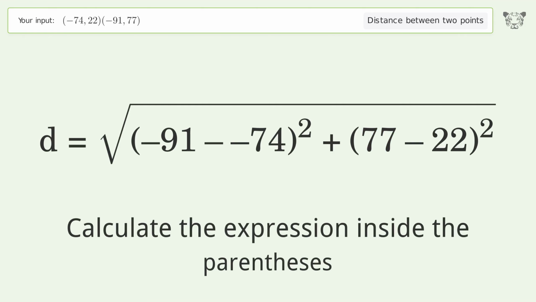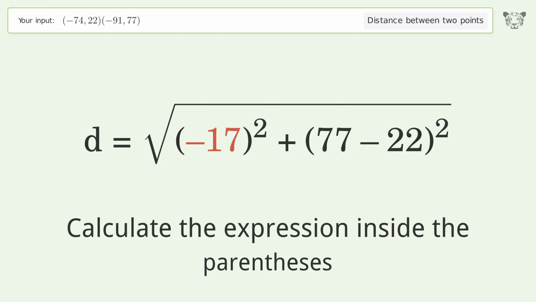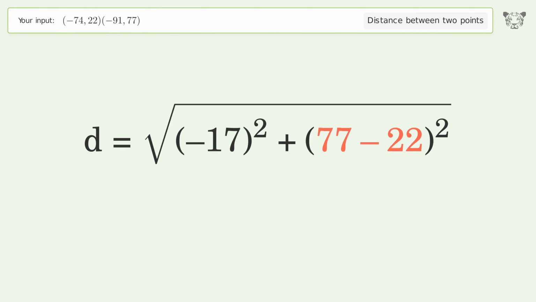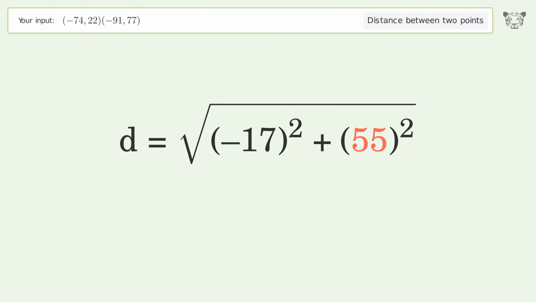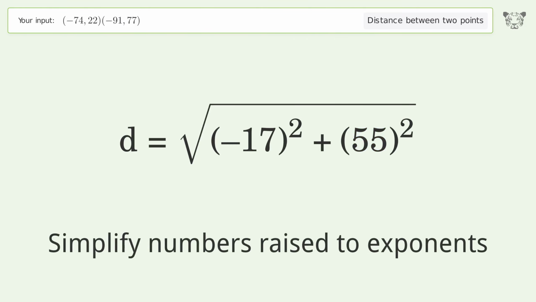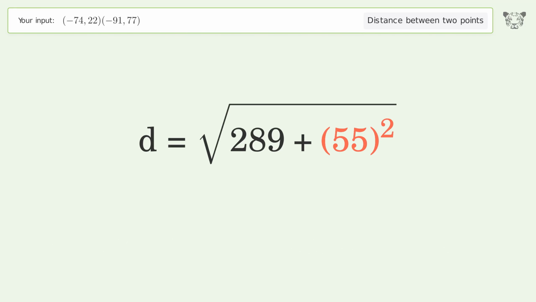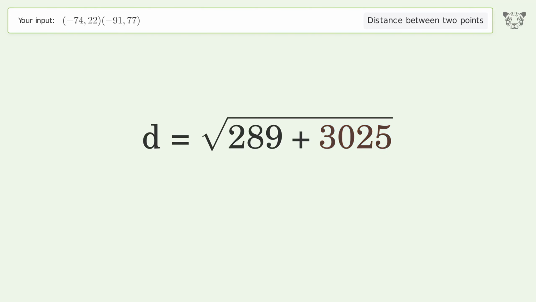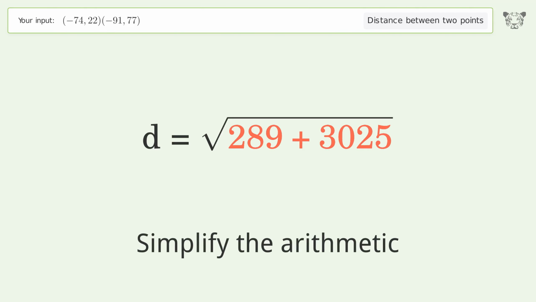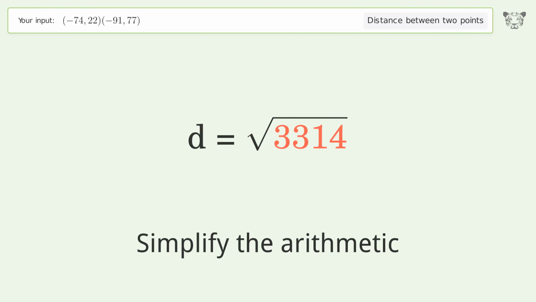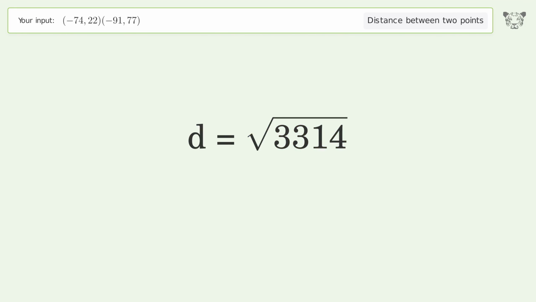Calculate the expression inside the parentheses. Simplify numbers raised to exponents. Simplify the arithmetic. And so the distance between the 2 points is the square root of 3,314, or 57.567.